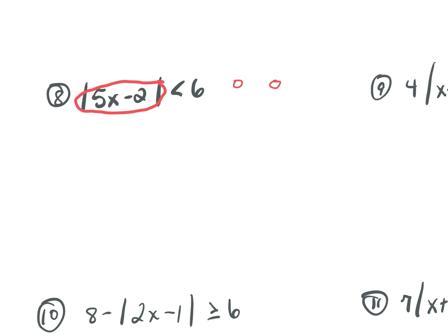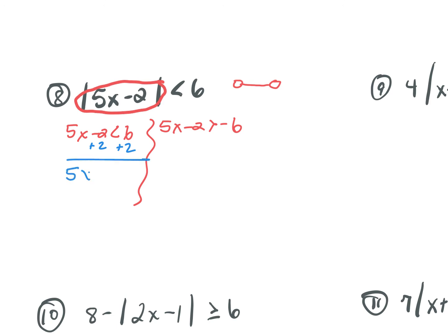In between. And they're open dots because it doesn't say "or equal to" underneath. So I'm going to write my 2 inequality statements. 5x minus 2 is less than 6. What's the other one say? 5x minus 2 greater than negative 6. Good. So add 2 to both sides.